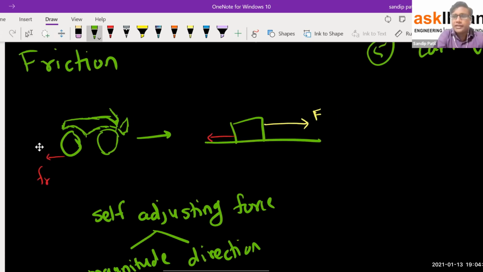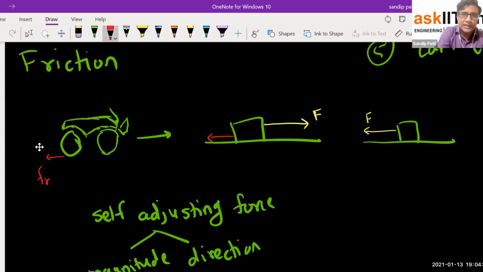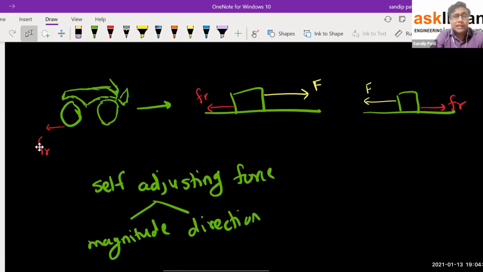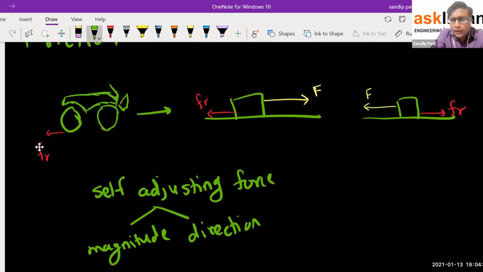Now consider another case. If I apply the force in the opposite direction, this frictional force, which is represented by Fr, is going to go to the right side, right? So you can see it is adjusting its own direction. It is always opposite to the motion, we can say. And as I said, it is also adjusting its magnitude too, right?